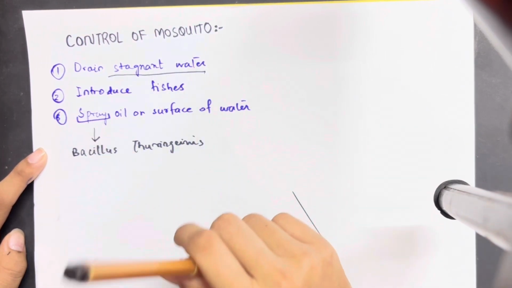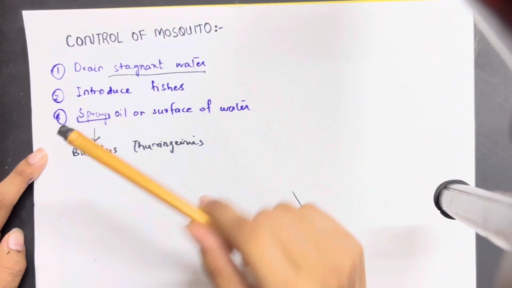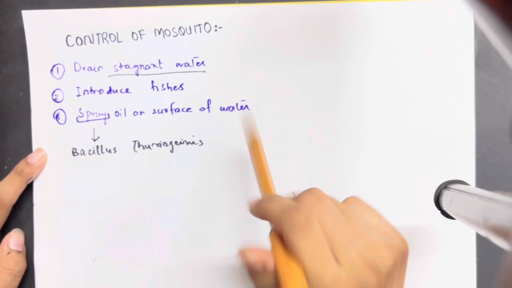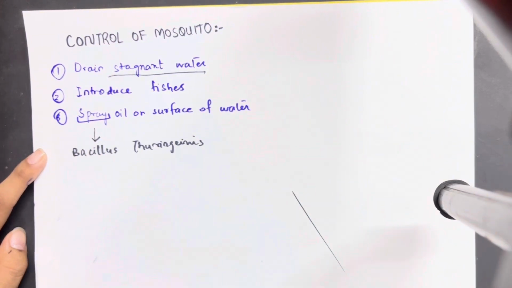Here we are done with the life cycle of the mosquito and how we can control the mosquito or malaria. If you have any questions, you can ask in the comment section below.